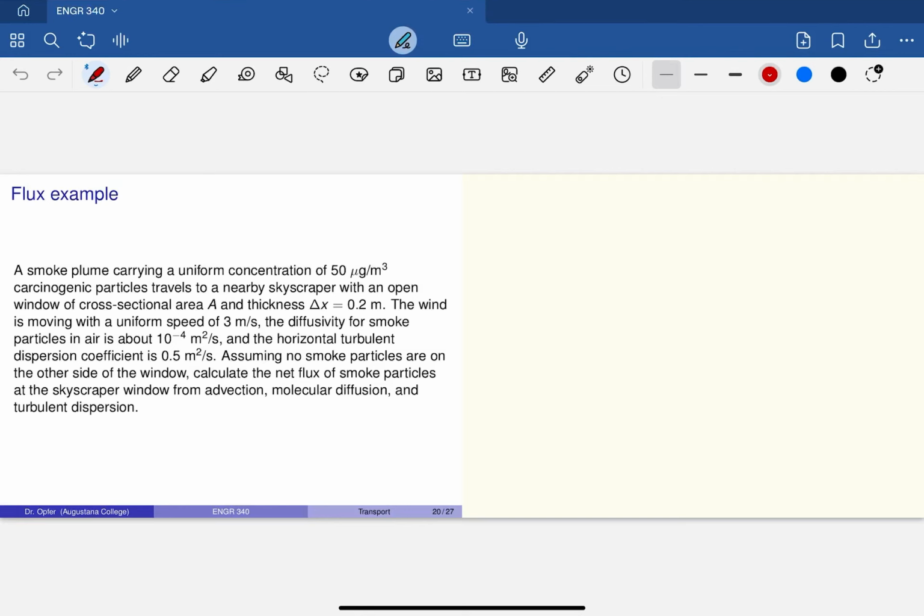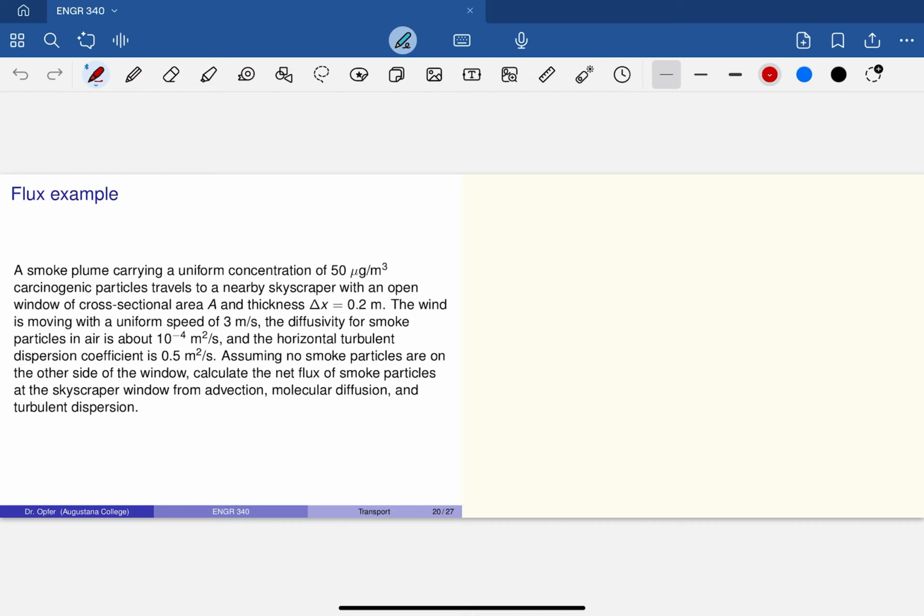We've got a smoke plume carrying a uniform concentration of 50 micrograms per meter cubed of carcinogenic particles, and it's traveling to a nearby skyscraper with an open window of cross-sectional area A and a thickness delta X equals 0.2 meters. The wind is moving with a uniform speed of 3 meters per second.